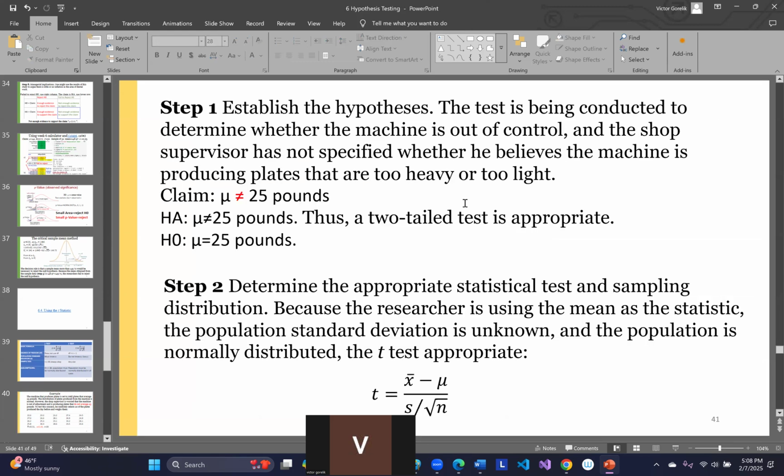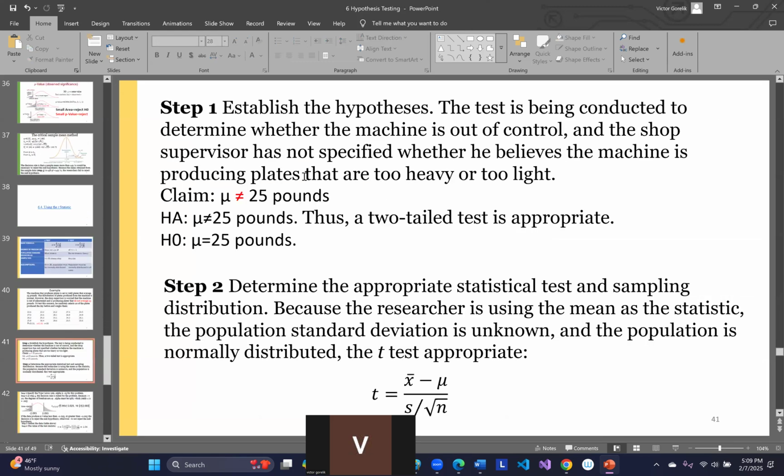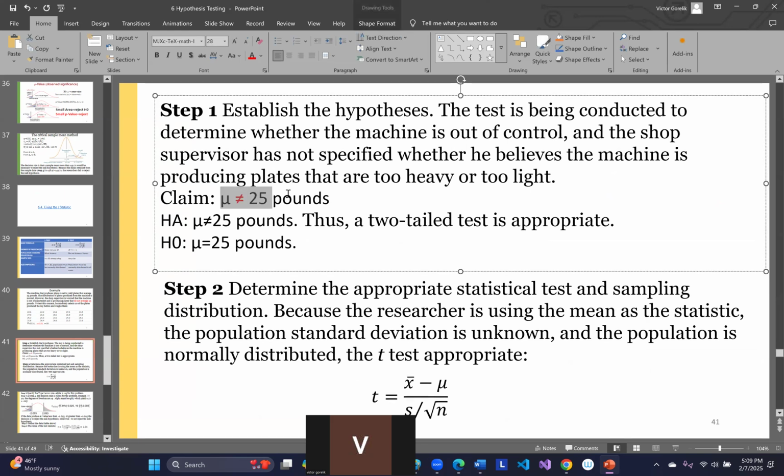Step 1. Establish the hypotheses. The test is being conducted to determine whether the machine is out of control, and the shop supervisor has not specified whether he believes the machine is producing plates that are too heavy or too light. So, the claim is that mu is not equal to 25 pounds. The sign not equal implies that the claim is HA. Thus, a two-tailed test is appropriate. H0 is that mu equals 25 pounds.